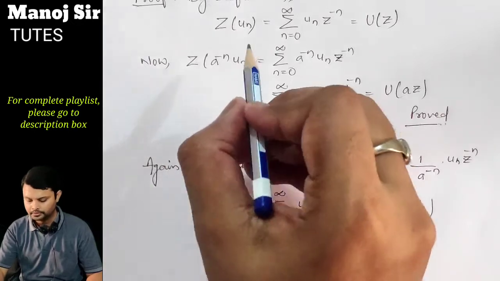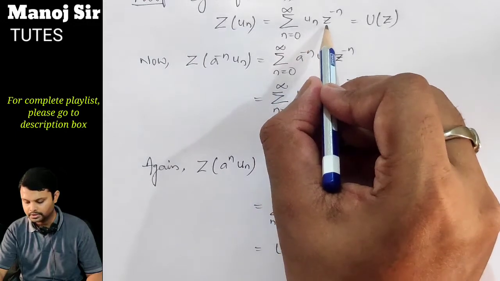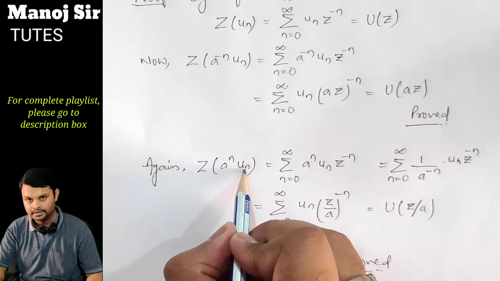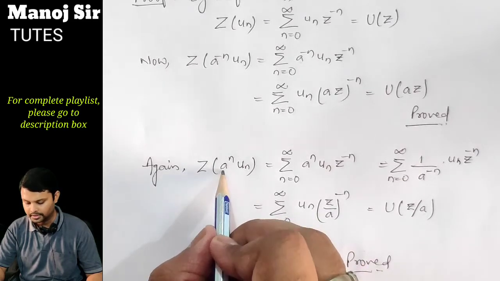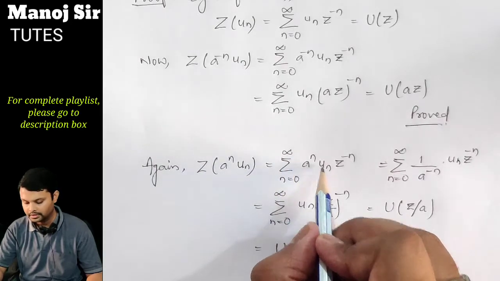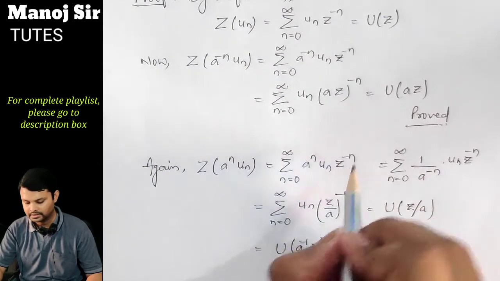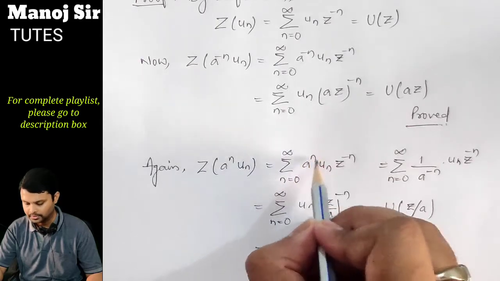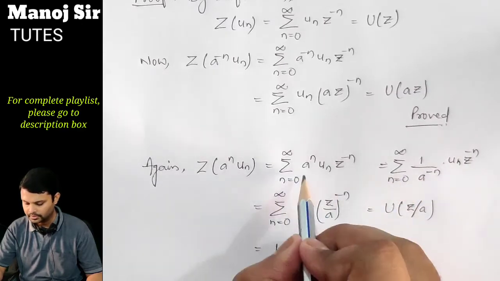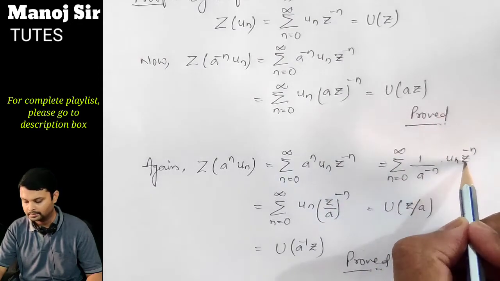Again, by definition of Z transform, we know that Z transform of Un is equal to summation n equal to 0 to infinity Un into Z power minus n, and that is equal to U of Z. Then if we multiply A power n with this Un, Z transform of A power n Un equals summation n equal to 0 to infinity A power n Un Z power minus n. Now here the power of Z is minus n, but the power of A is n, so we need to take this in the denominator so that the power will become negative. So we can rewrite this as summation n equal to 0 to infinity 1 upon A power minus n Un into Z power minus n.